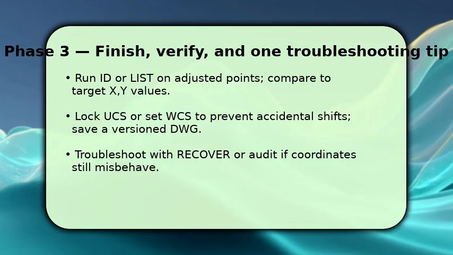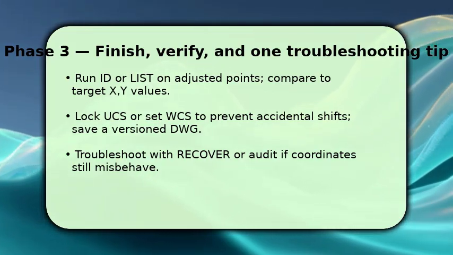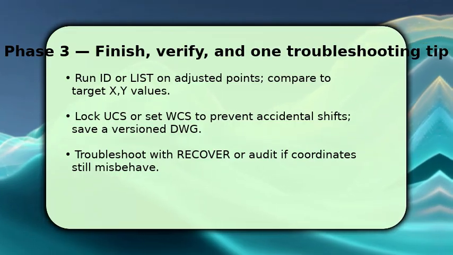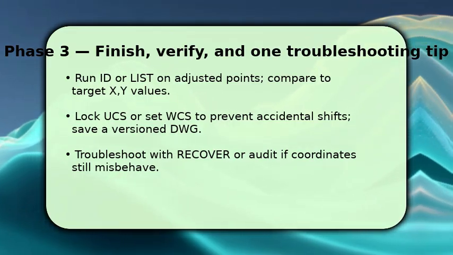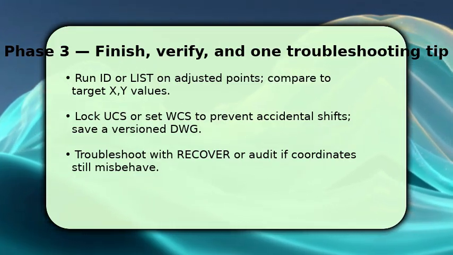You finish by verifying and protecting your fixes. Use ID or list to confirm the moved elements match target X and Y precisely. Once satisfied, lock the UCS or switch to WCS and save a new DWG version so you can revert if needed.